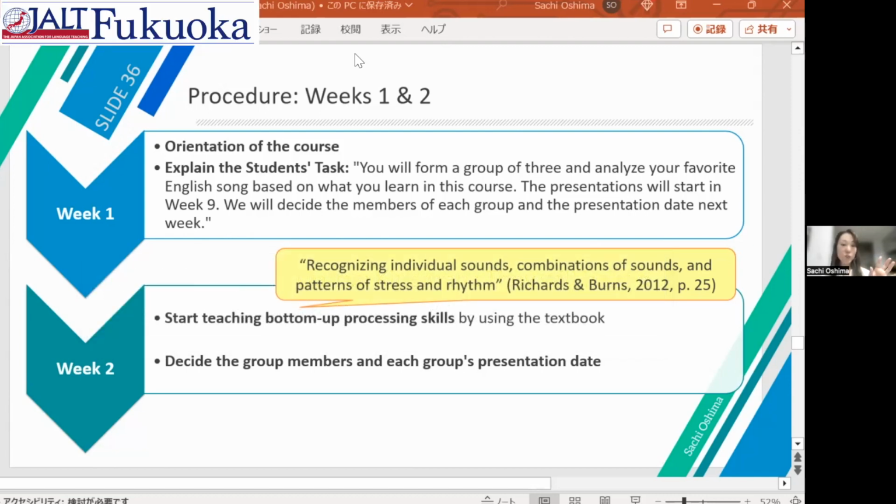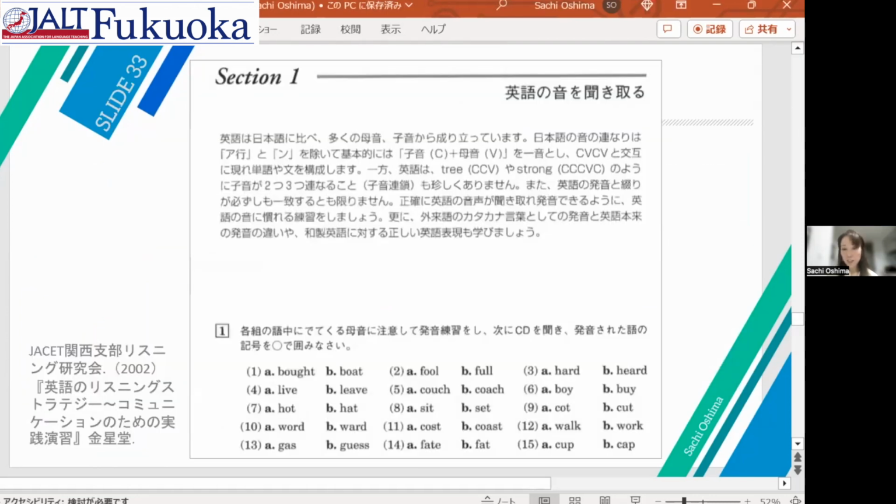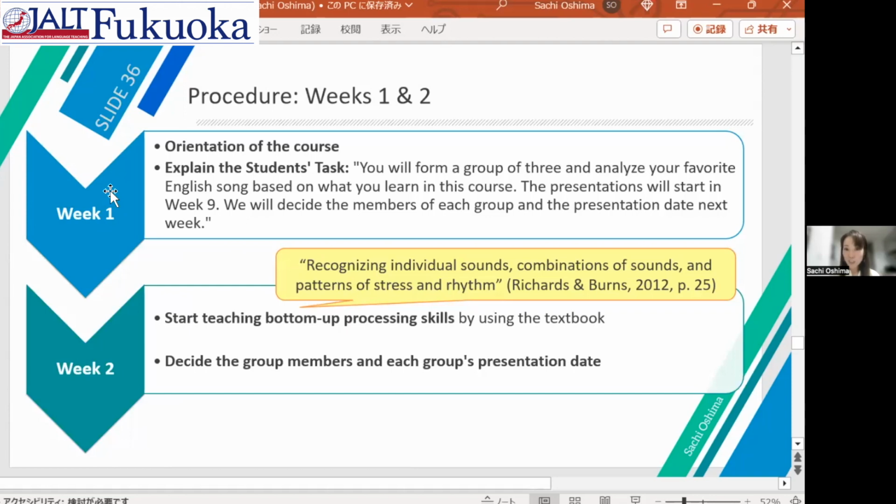So for the beginner level student, thank you very much for your comment. For the beginner level student in an English listening course, the textbook is like this minimal pair. If students are just looking at the text, then many of them might get bored or sleep, or they might not actively get involved in the class. But because I mentioned at the very beginning that you have to analyze an English song based on what you learn in this course, there is a good reason.